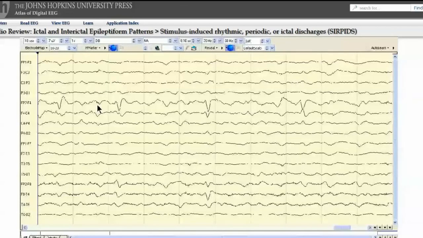This is a recently described periodic discharge which does evolve or change with the state of the patient, in other words, sleep versus arousal. It is not clear what is the optimal management for SIRPIDs and whether they represent more an interictal versus an ictal phenomenon when we think about management approaches.